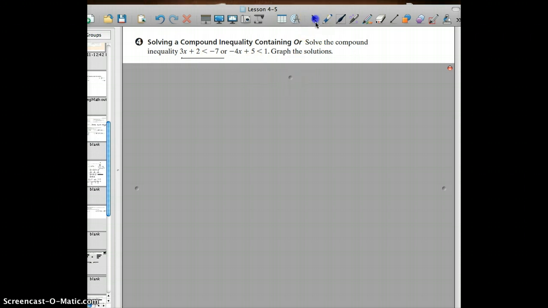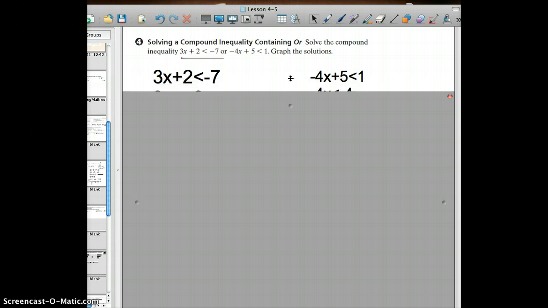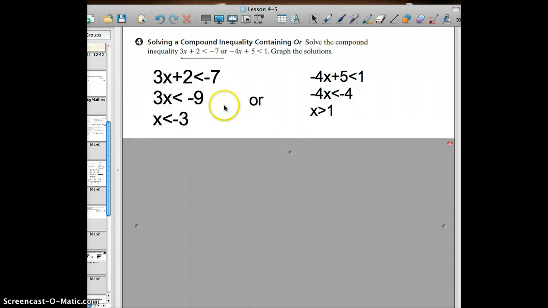We're going to solve that inequality by subtracting 2 from both sides and then dividing by 3, and you're going to get x is less than something. And then we're going to solve the other inequality by subtracting 5 and then dividing by negative 4. And again, we're dividing by a negative. That bell should be ringing. Let's look at some of the work here. So here we subtract 2 from both sides and we're left with 3x is less than negative 9. We then divide both sides by 3 and we're left with x is less than negative 3.